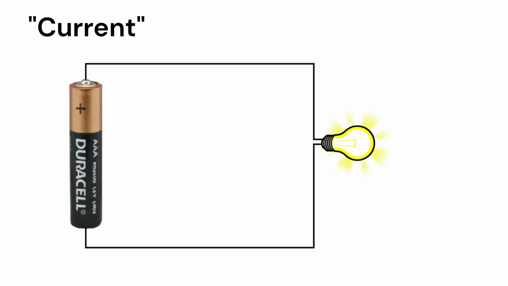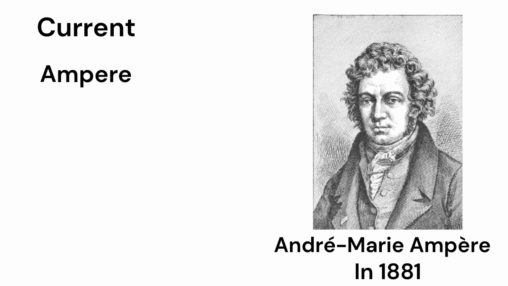Now let's discuss current. Although the word current in general has many meanings according to the situation and action, in electricity current means flow of electrons, and the current is measured in the unit ampere, named after French physicist and mathematician Henri-Marie Ampère in 1881. Ampere is also referred to shortly as amp. Also, the current is represented with the capital letter I.